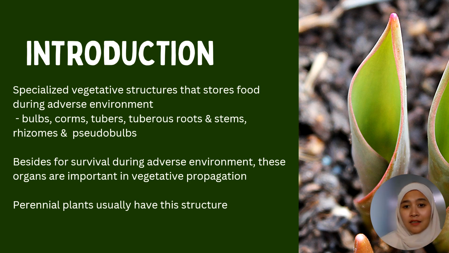Many plants develop specialized vegetative structures to store food and survive harsh conditions. And these structures are not just survival tools. They are also important for vegetative propagation, which helps in producing new plants.